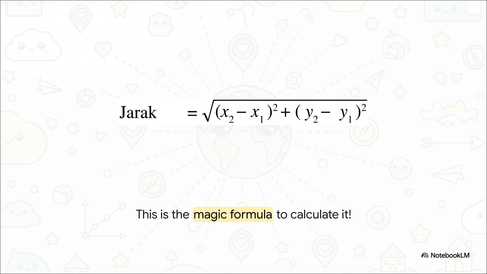You just find the gap between the x values and square it. Then you find the gap between the y values and square that. Add those two results together, and then find the square root of the whole thing. And boom, you've got your distance.